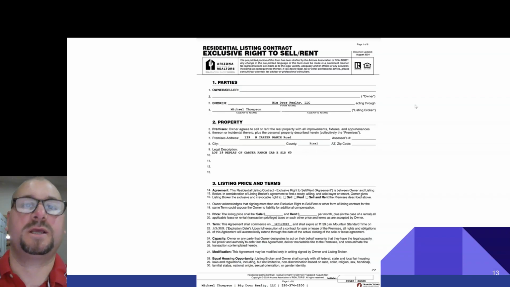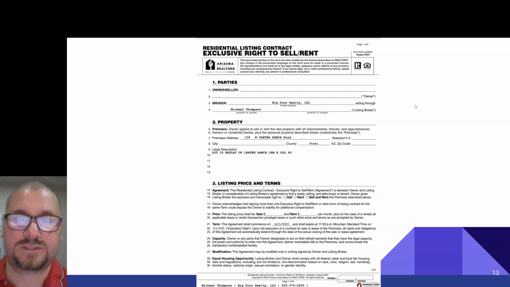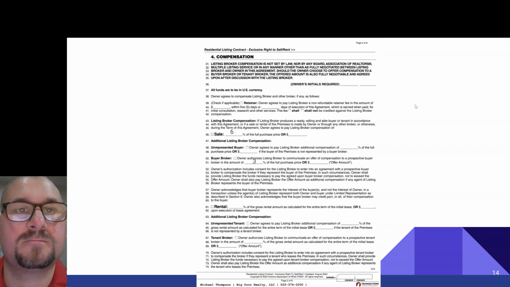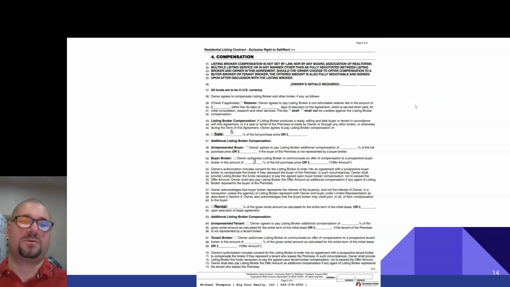So here, exclusive right to sale or rent. So you'll put in your parties, the property, the listing price and terms. Compensation, here's an example. The big thing here is a sale, 6% of the purchase price, or buyer broker 3% to the buyer broker. It's usually 3% to the buyer broker, 3% to the listing broker, to make a total of the 6% you see there.